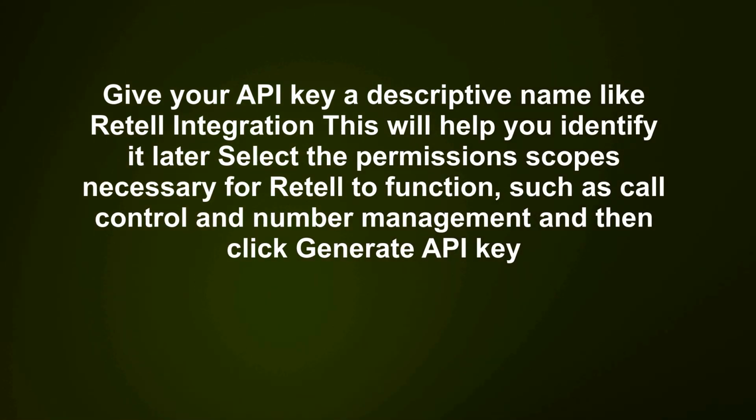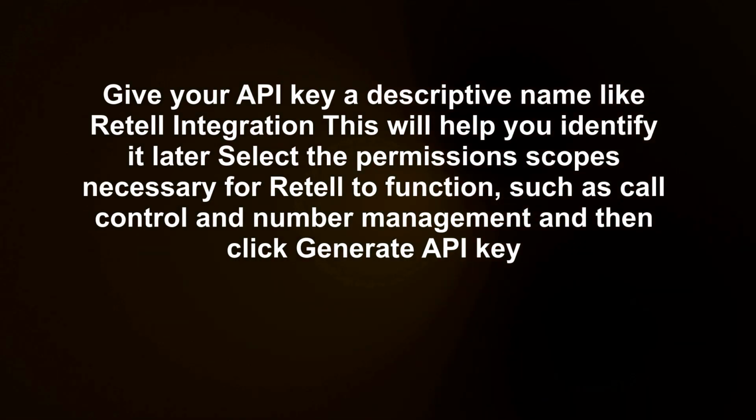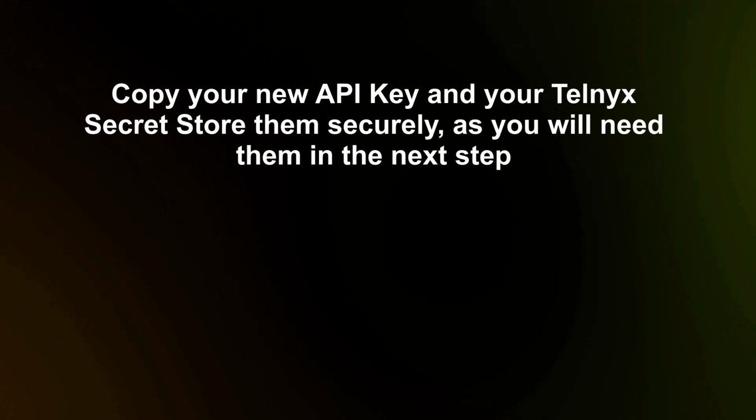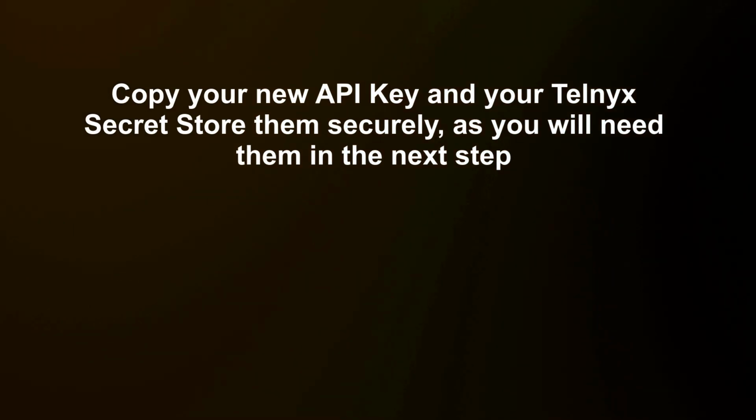Select the permission scopes necessary for Retell to function, such as call control and number management, and then click Generate API Key. Copy your new API key and your Telnyx secret. Store them securely, as you will need them in the next step.